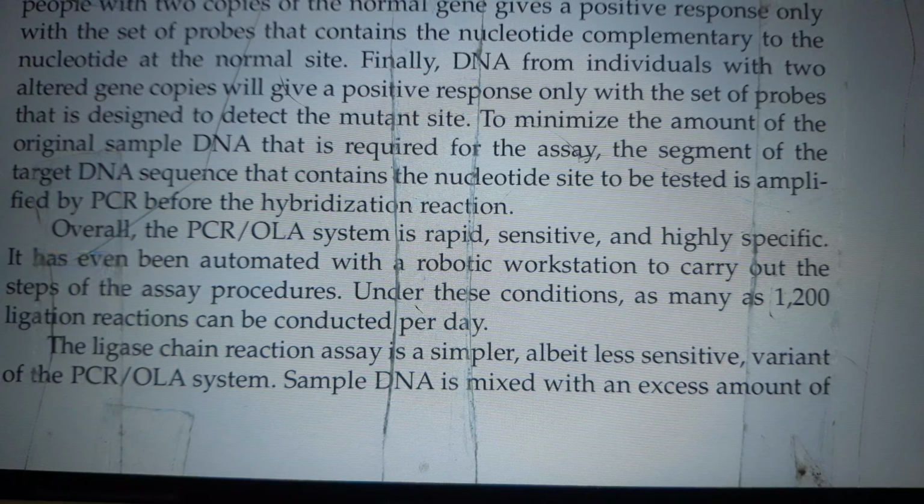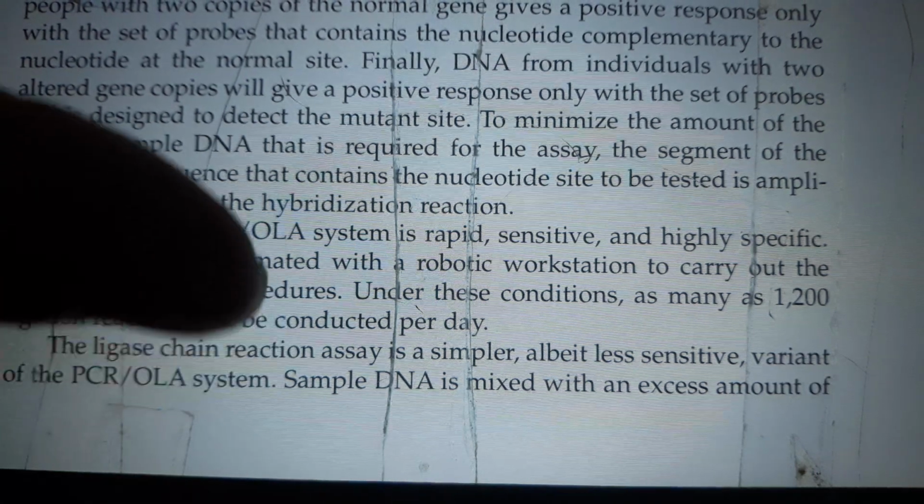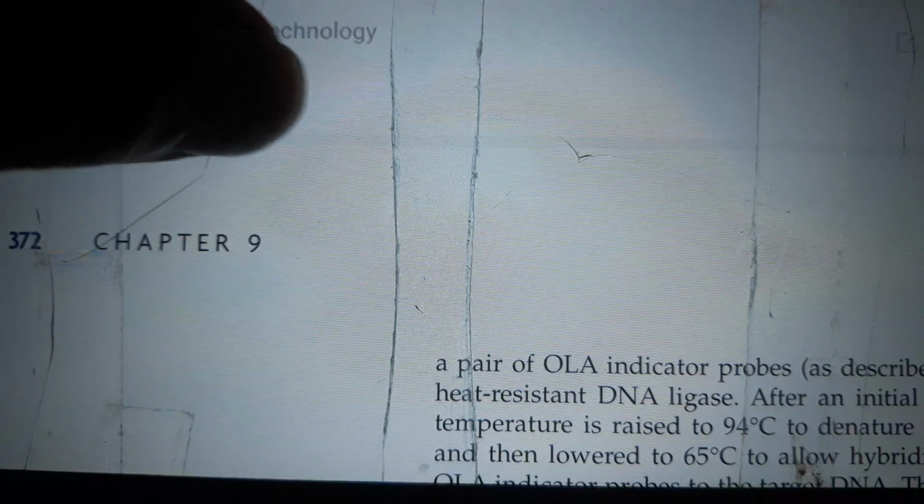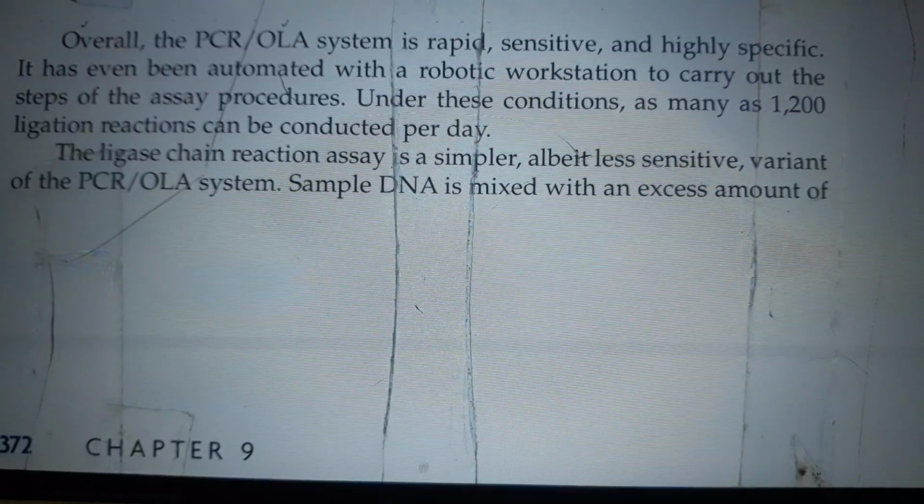To minimize the amount of the original sample DNA that is required for the assay, the segment of the target DNA sequence that contains a nucleotide site to be tested is amplified by PCR before the hybridization reaction. Overall, the PCR-OLA system is rapid, sensitive, and highly specific. It has been automated with a robotic workstation to carry out the steps of the assay procedures. Under these conditions, as many as 1,200 ligation reactions can be conducted per day.